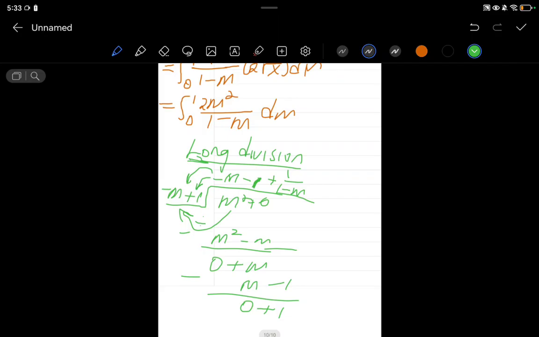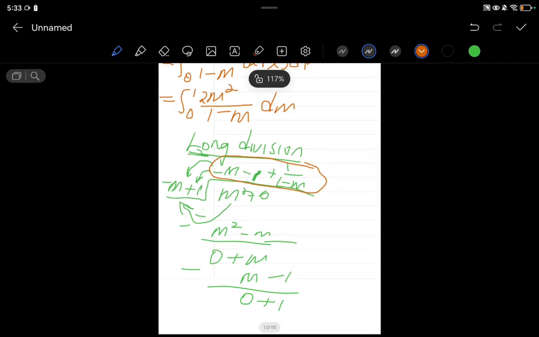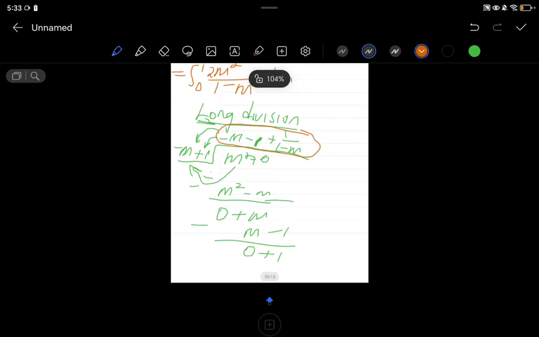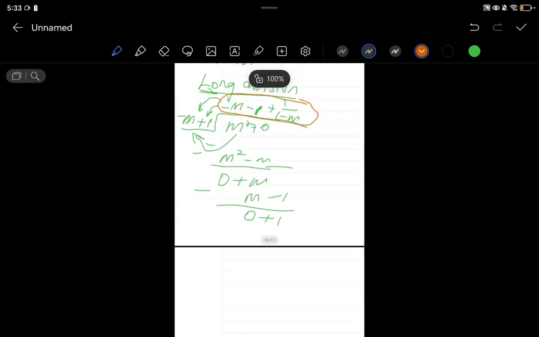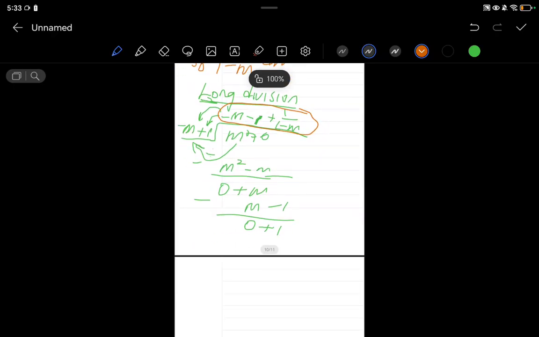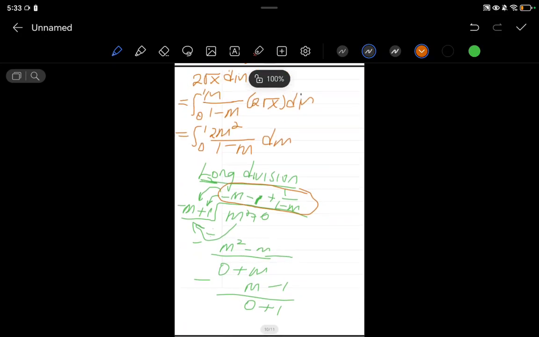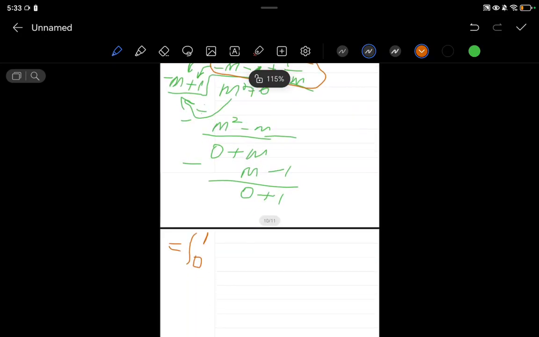You see, right? Then this is my interested part, which I can take and put inside there. So this will be the integral. It was what? There was 1, right? So we know that that one is the same as minus m minus 1 plus 1 over 1 minus m dm, right? That is the same thing, right?